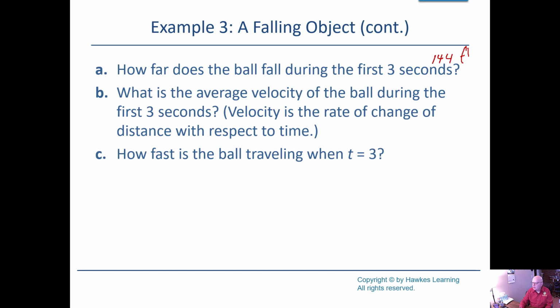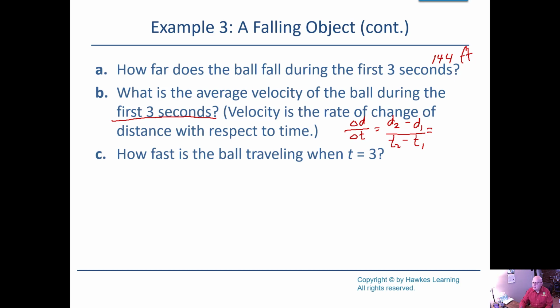144 feet. Next, what's the average velocity during the first 3 seconds? Remember, delta D over delta T, or the second distance value minus the first one, over the second time value minus the first time value. How far has it gone?